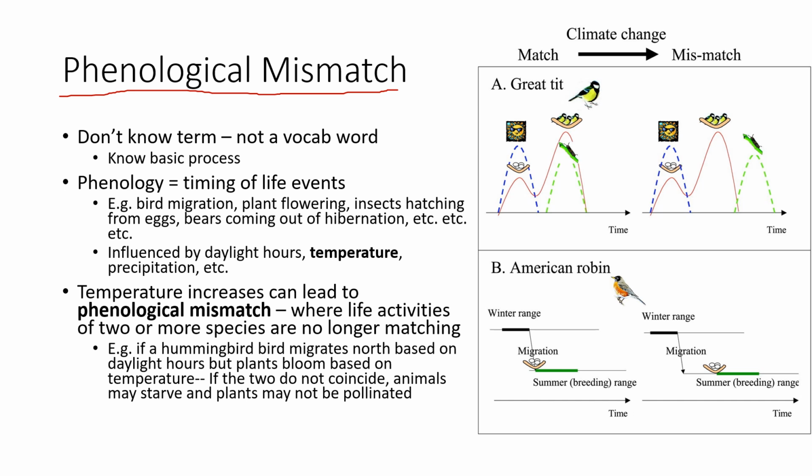These life cycle timing events are influenced by daylight hours, which we are not changing, temperature, which we are definitely changing, and precipitation, which we are also changing. Now what's going on? If we have birds that are migrating and they know historically for generations and generations when they migrate, they have a food source waiting for them. Say that the fruits all ripen at the same time and the birds migrate through and they can eat the fruits on their way south during the autumn or during the spring.